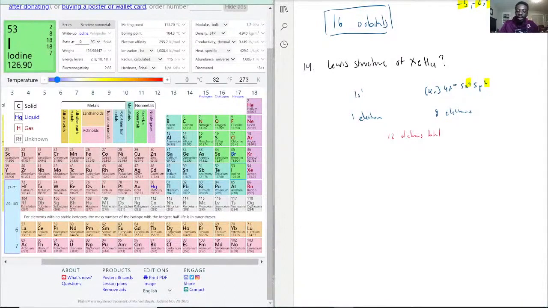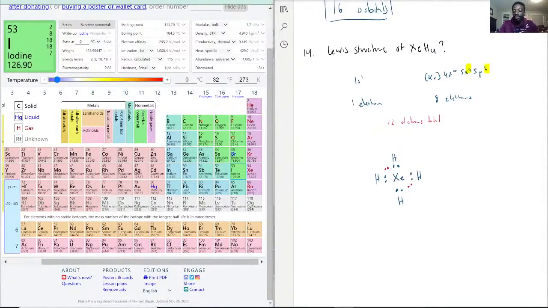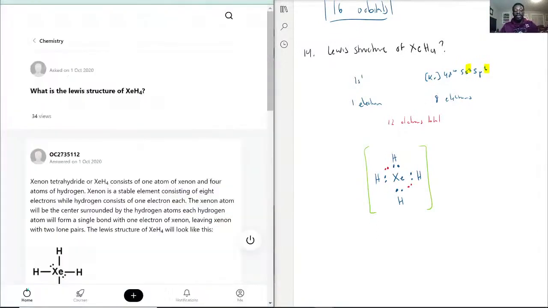Alright, so let's get to drawing it. We have the xenon in the middle, that's the only different one, and it's sharing 4 of its 8 electrons with hydrogen. So now it still has 4 electrons left, so it can form 2 lone pairs. So this right here would be the Lewis structure of xenon tetrahydride.